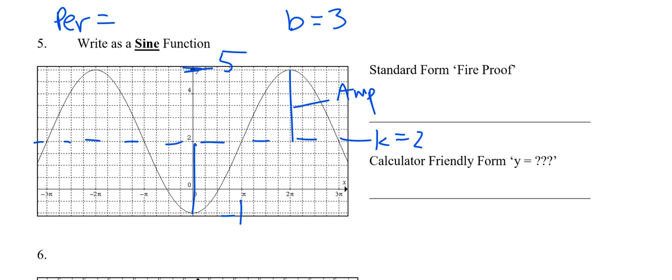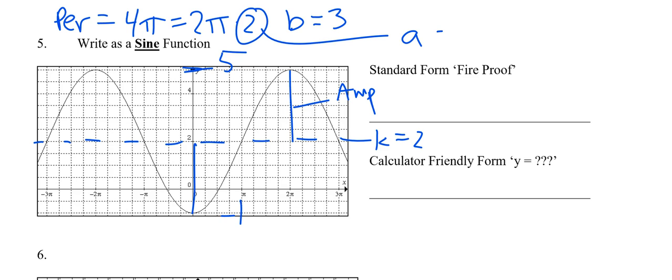Which means I should be able to figure out what the A value is. Right, we've done a stretch by 2. So there's my A value right there. Okay, write me a sine function. Fireproof form.